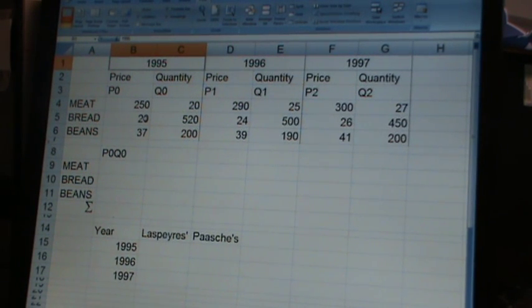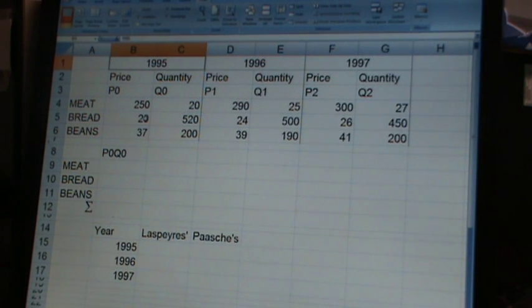Hi guys, I've made this short video to tell you how to calculate Laspeyres and Paasche indices using Microsoft Excel. I'm hoping that if you practice, this should help you find out the indices for your coursework question.